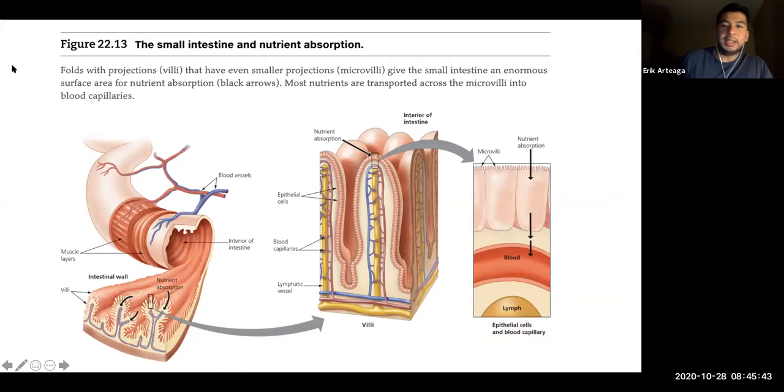All right, small intestine and nutrient absorption. So here you have the small intestine or the duodenum, right? Intestinal wall. You have the smooth muscles. You have the innervation of blood vessels. Those blood vessels are going to be used to absorb the various nutrients that are going to be present there.